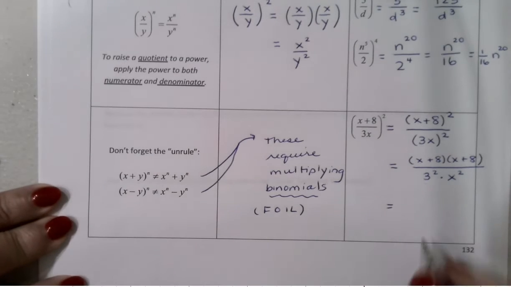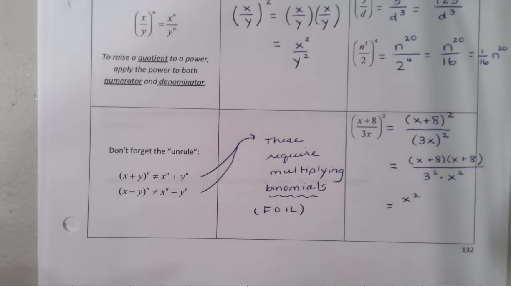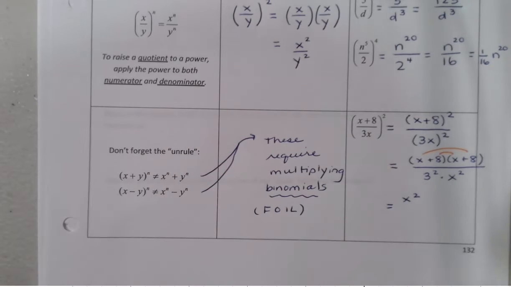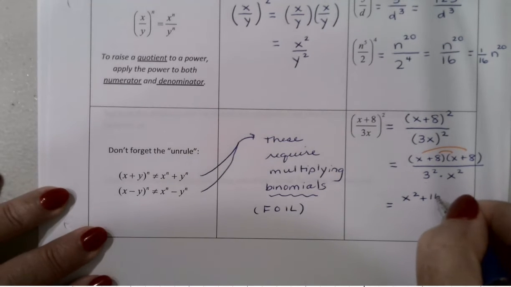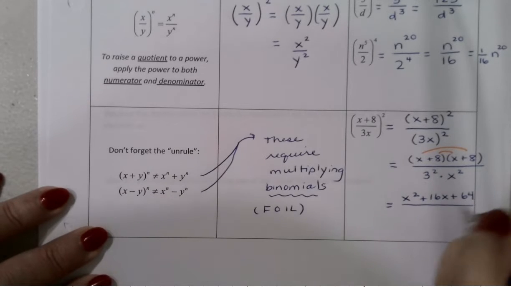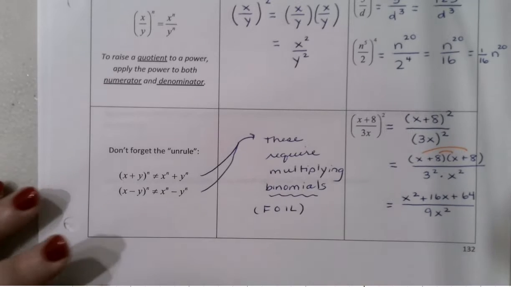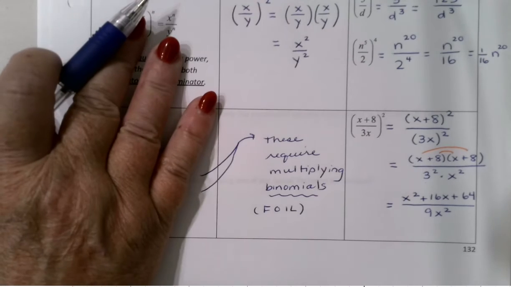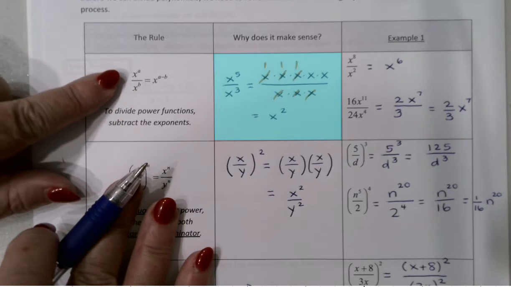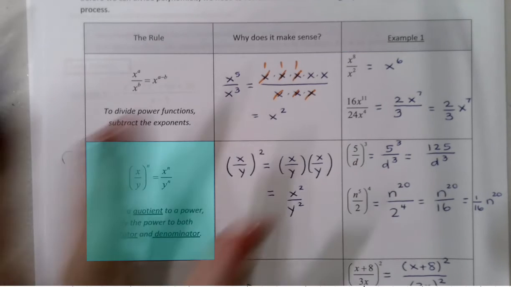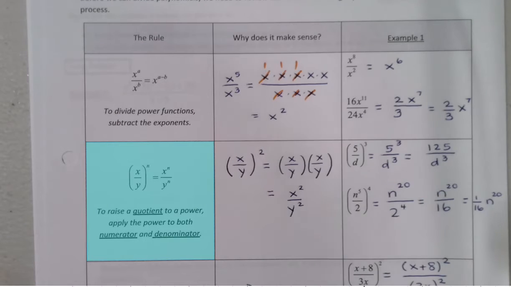All right, let's finish this one up. In the numerator, I'm going to get x squared. My outers and inners are both plus 8x, so I'll end up with a plus 16x plus 64, divided by 9x squared. All right, so there's a little bit about dividing binomials. In this section, we'll primarily be making use of this top version, where we're simply saying that to divide, we subtract exponents, but I wanted to give you the other pieces of the division at the same time.